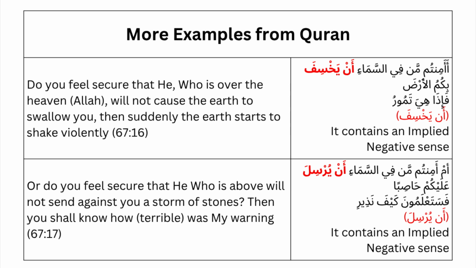The first example says, do you feel secure that He who is over the heaven, Allah, will not cause the earth to swallow you, then suddenly the earth starts to shake violently? The Arabic is, أَأَمِنْتُمْ مَنْ فِي السَّمَاءِ أَن يَخْسِفَ بِكُمُ الْأَرْضِ فَإِذَا هِيَ تَمُورُ. Here the highlighted phrase is أَن يَخْسِفَ. This is the Masdar Mu'awwal.